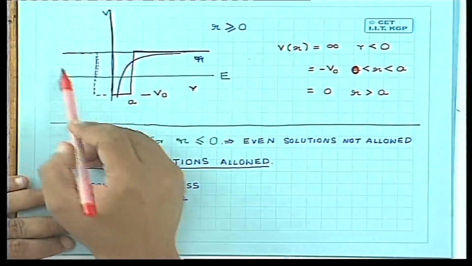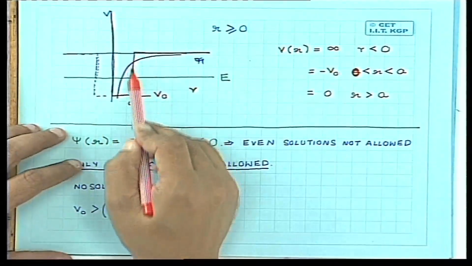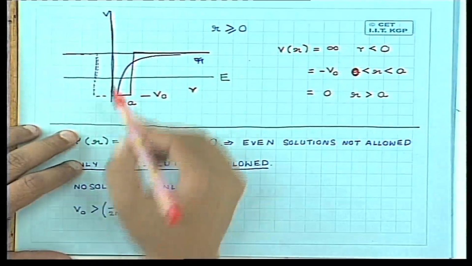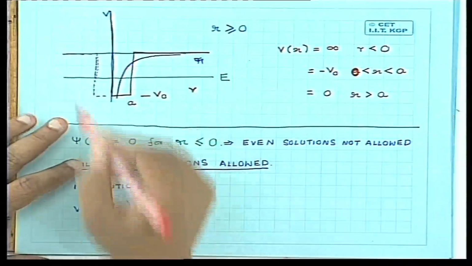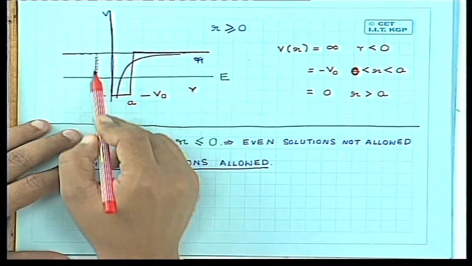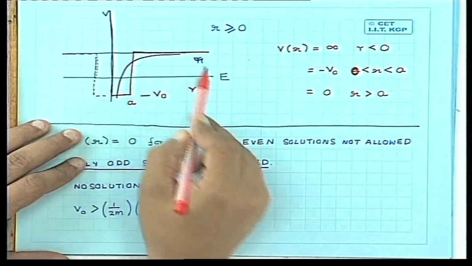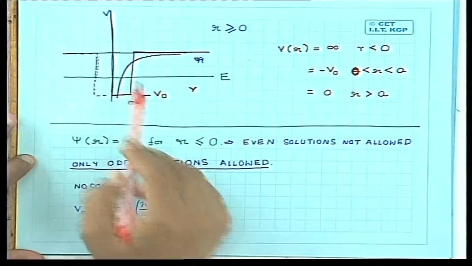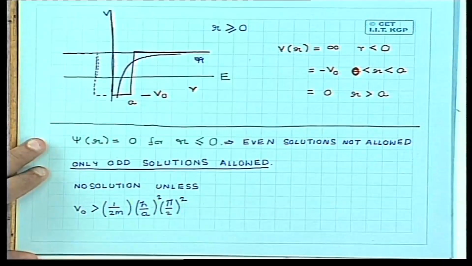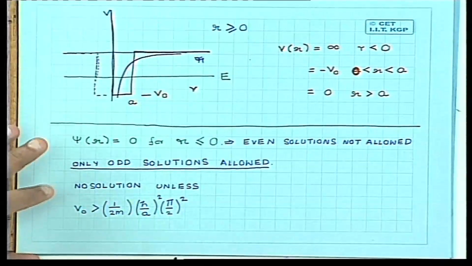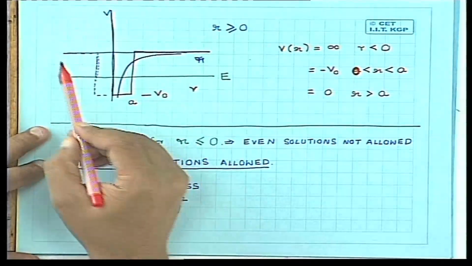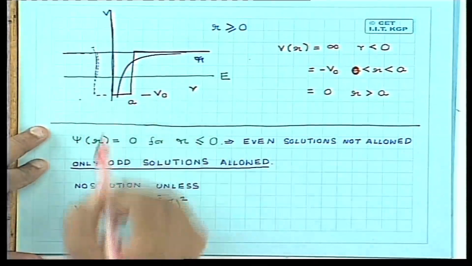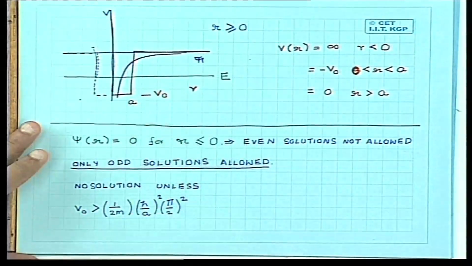So it is the old problem which we had, where there was a potential going from minus a to a, except that we have made it infinite at 0 instead of it being like this. So we have to solve this problem, and the solutions of this problem can be easily obtained from the solutions of the previous problem which we have solved, where we had a potential which was constant from minus a to a and 0 on both sides.